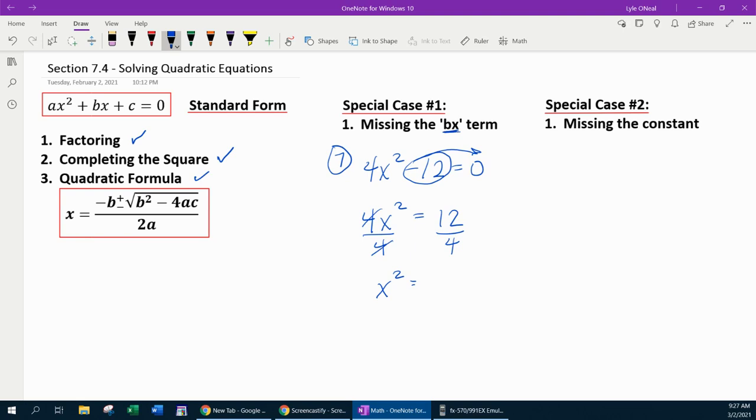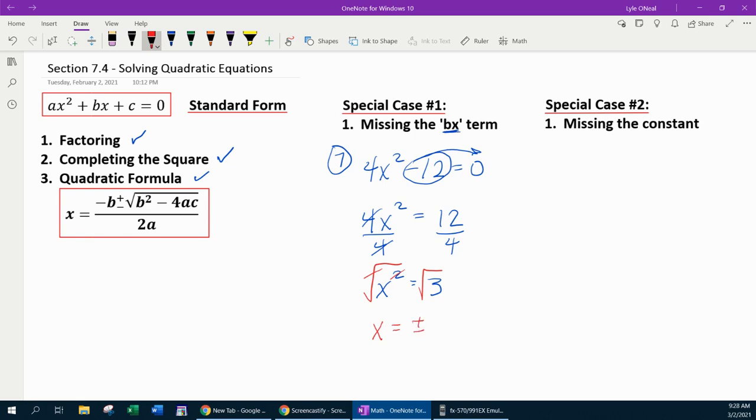If you notice, what we've done here is we've isolated the x squared. If the x squared is the only variable in your quadratic, then you want to isolate it first. 12 divided by 4, that's 3. And then you can simply take the square root of each side. Taking the square root of a squared term gets those to cancel. That gets x by itself. And anytime you take the square root of both sides, you do get a plus and a minus answer.